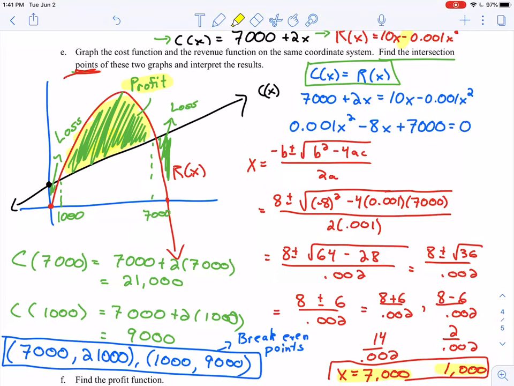So very cool. Just a nice way to review some terminology, review some old algebra skills, and even graph a couple functions.